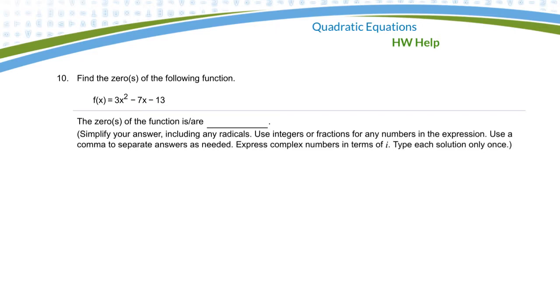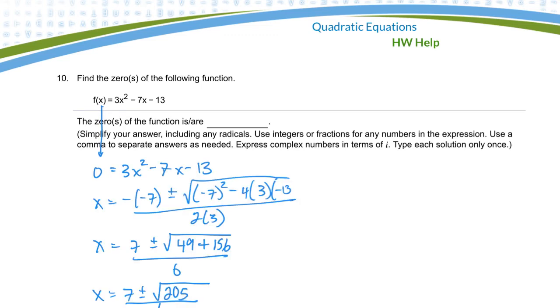Okay, next question. Find the zeros of this function. Okay, this one, it doesn't look as though I can factor it, and completing the square would be a pain. So I'm just going to change the f of x to 0, and then I'm going to use the quadratic formula. I'll pause, I'll do it, and then I'll press play.